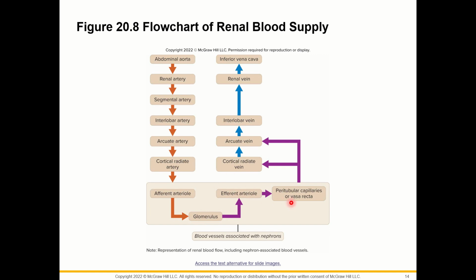The peritubular capillaries or vasa recta go to the cortical radiate vein, which then goes to the arcuate vein, or the peritubular capillaries go straight to the arcuate vein. Then the interlobar vein, no segmental veins, remember. Then the renal vein, and then the inferior vena cava.